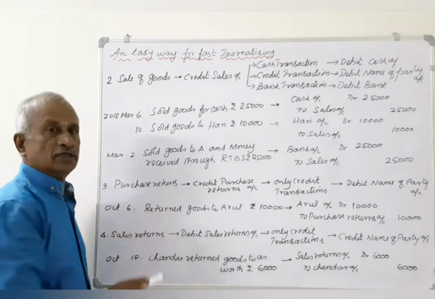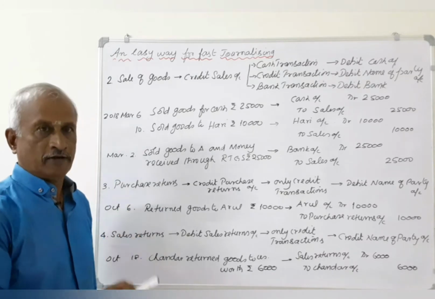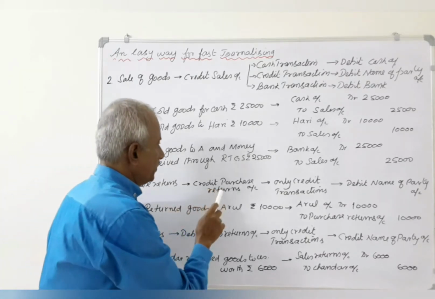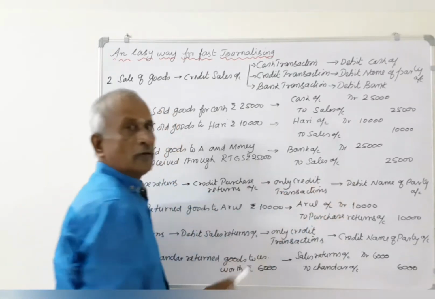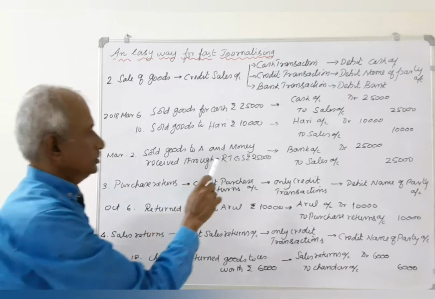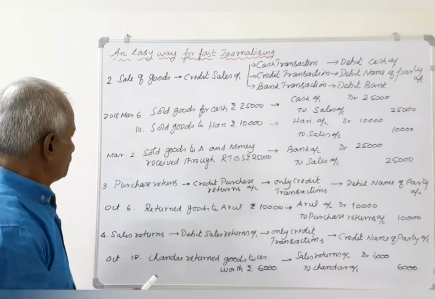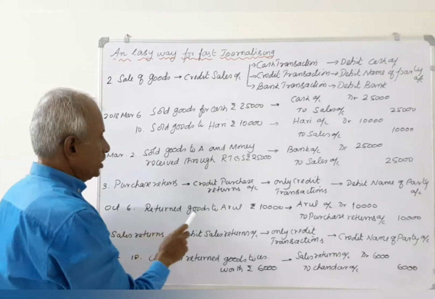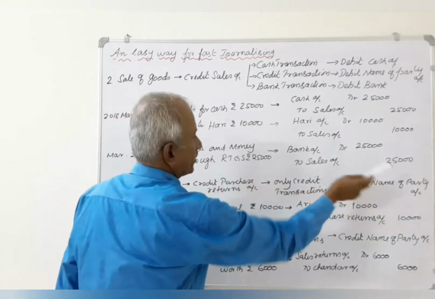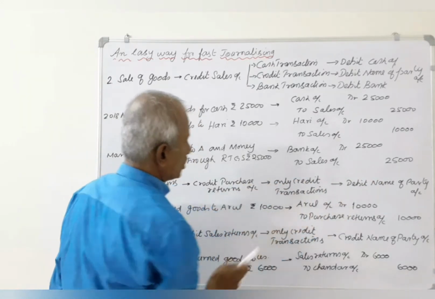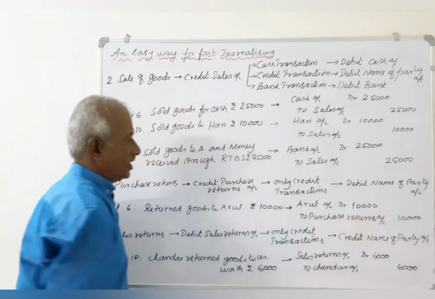3. Purchase returns. When purchase is debit, purchase returns is always credit. So credit purchase returns account, so only credit transaction, so debit name of the party account. So the journal is name of the party account debtor to purchase returns. October 6th, returned goods to Arul 10,000. Debit name of the party, so Arul account debtor 10,000. Credit purchase returns, to purchase returns account 10,000.